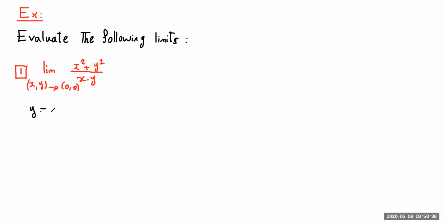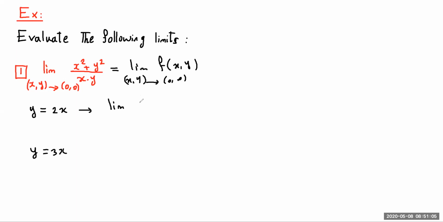So let's take y equal 2x, for example, and y equal 3x. These are two graphs passing by the origin (0, 0). So if I choose y equal to x, what is the limit of my function? Let's suppose that this function here is f(x, y), and (x, y) approaches (0, 0). So let's take the limit of f(x, 2x) when x approaches 0, now only x.